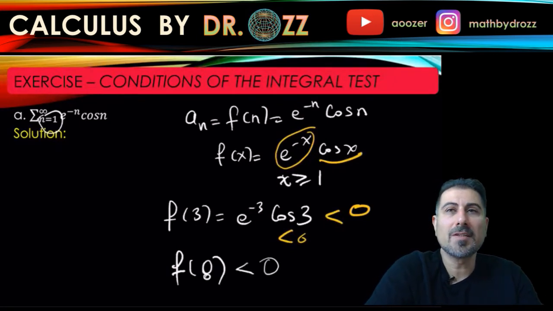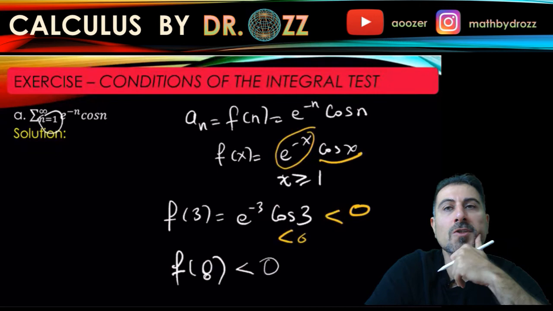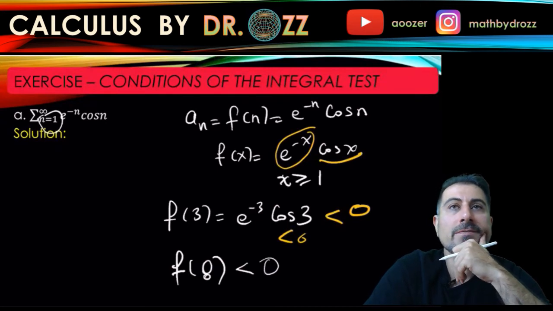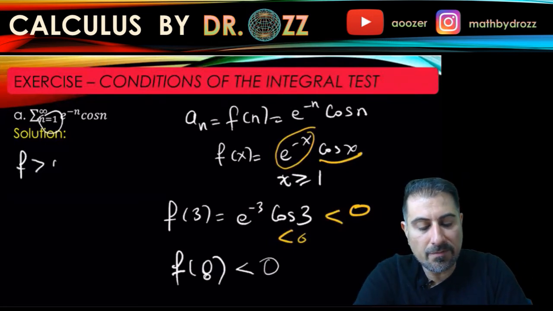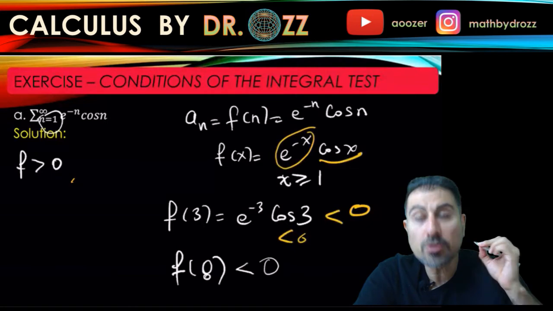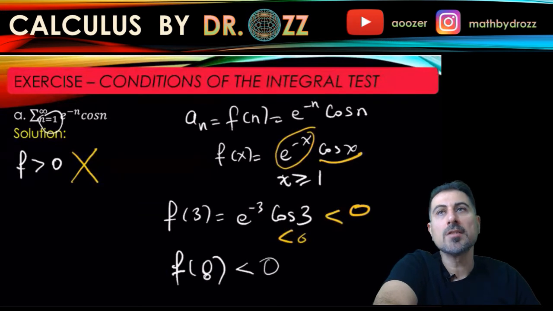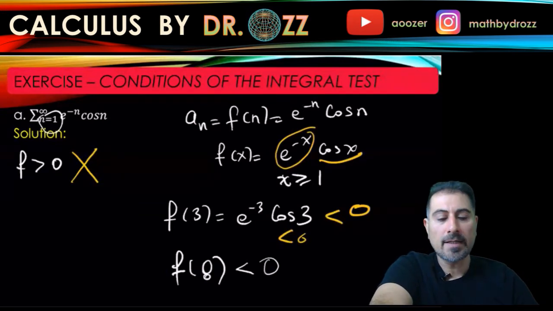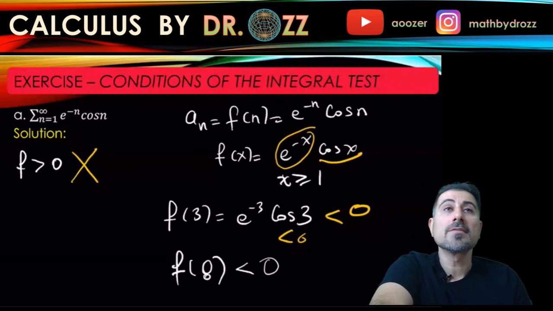Since cosine is a periodic function, as you increase x, you're going to find x's for which f is negative. So the first condition of the integral test fails, so we can't say f is positive anymore. That condition fails to hold true, so that means I cannot apply the integral test for the given infinite series.